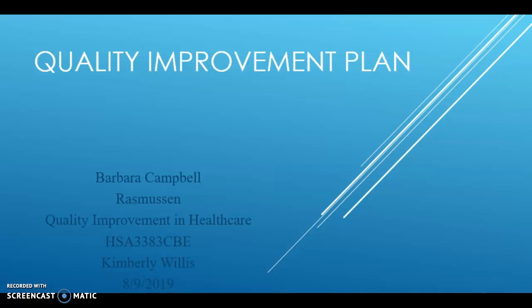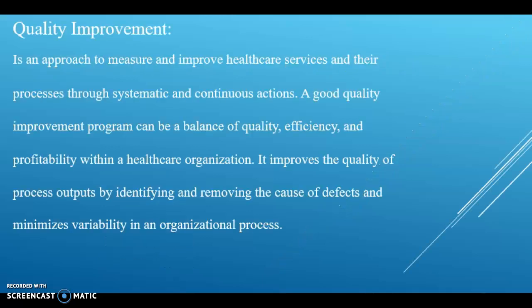Quality Improvement Plan. Quality improvement is an approach to measure and improve healthcare services and their processes through systematic and continuous actions. A good quality improvement program can be a balance of quality, efficiency, and profitability within a healthcare organization. It improves the quality of the process outputs by identifying and removing the cause and defects and minimizes variability in an organizational process.